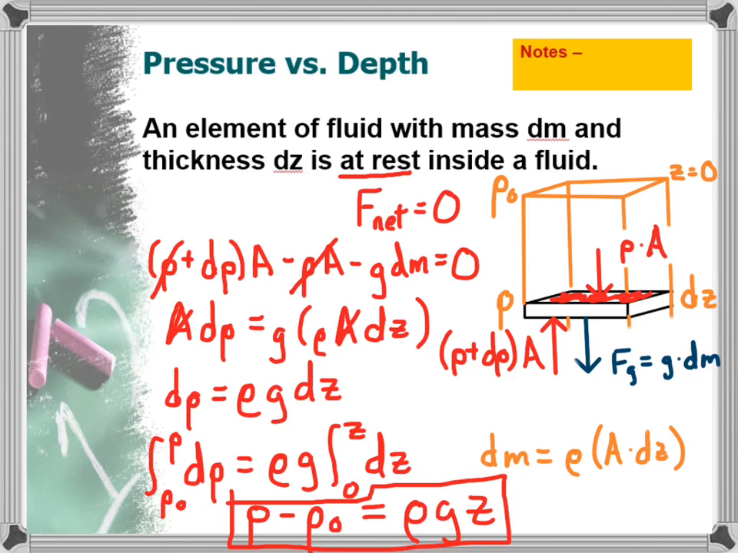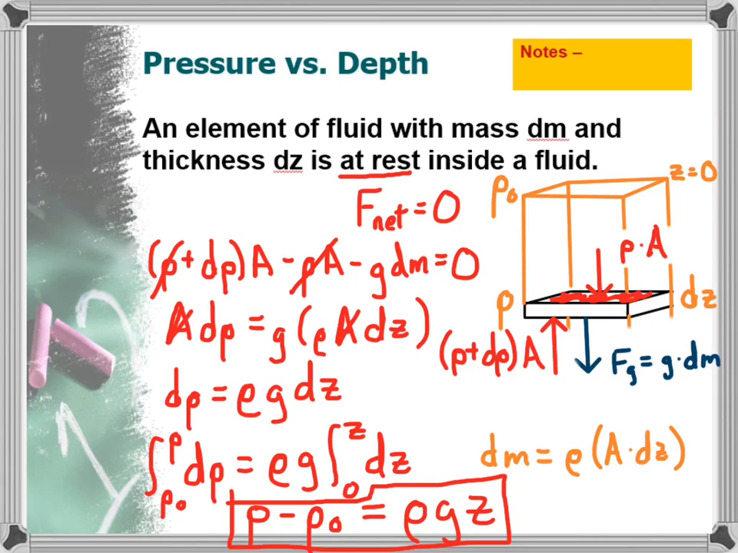Sometimes you'll see it written as delta P equals rho times G times delta Z. That is acceptable as well. That just means you're integrating it at different limits. Instead of going from 0 to Z, you're going from one Z to another Z. That's a little bit different, but basically the same result. All right.